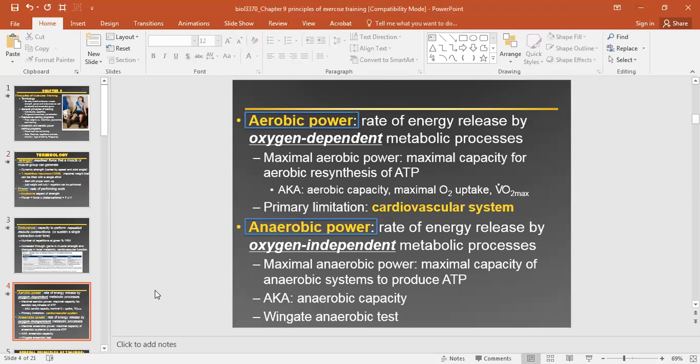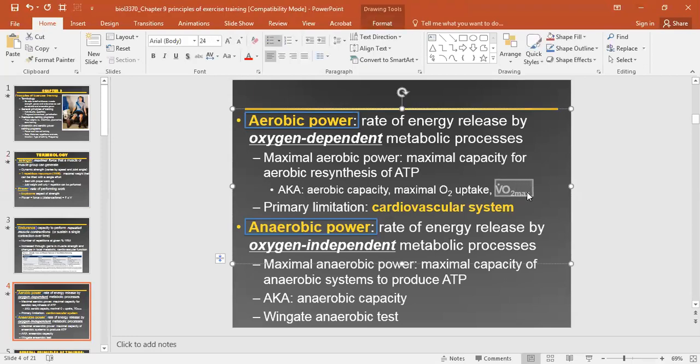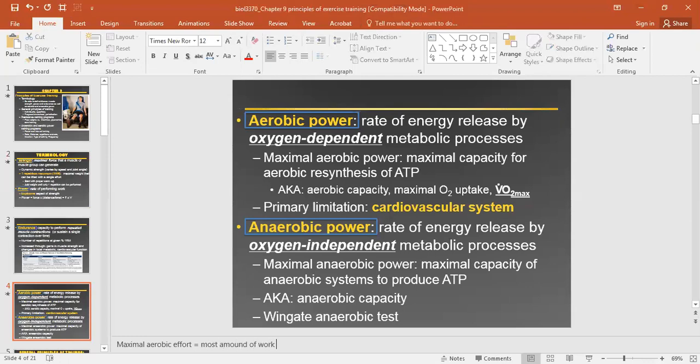So think aerobic capacity, VO2 max is really important, right? So this is the best, remember, the best indication we have or the best measurement we have of aerobic fitness. So aerobic power is defined, remember, a maximal aerobic effort equals the most amount of work done at the highest intensity that can be sustained for 2 to 3 minutes.